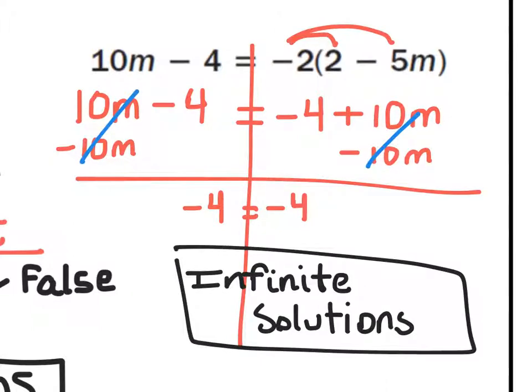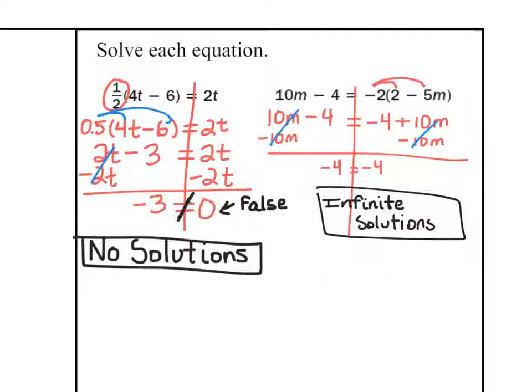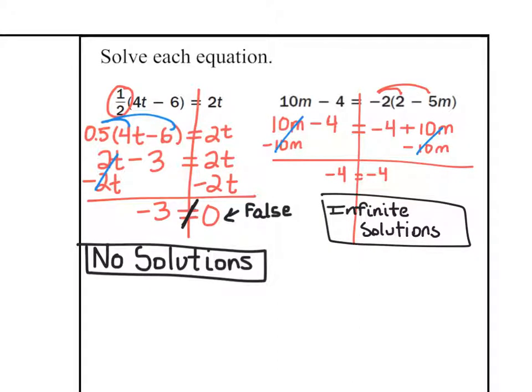So infinite solutions is your final answer because you have the same thing on both sides. Negative 4 equals negative 4. That's a true statement, so you say infinite solutions, which means that any number you put in for m would work. So those are the two new kinds of equations we've talked about today. They're a little bit different. They're special cases. No solutions if it's false, infinite solutions if it's true.